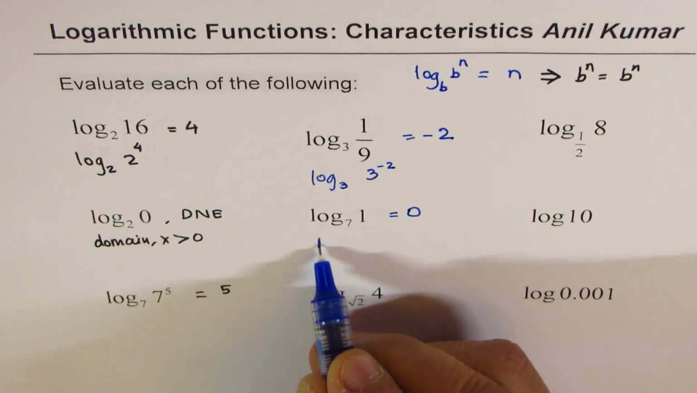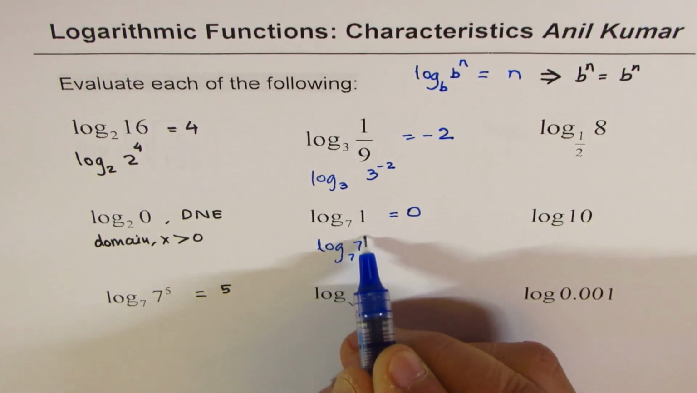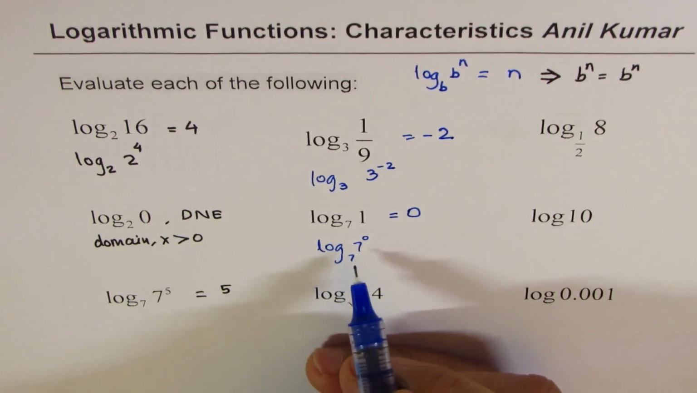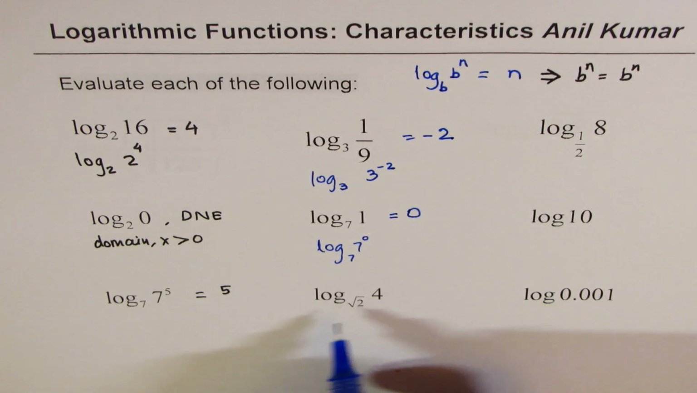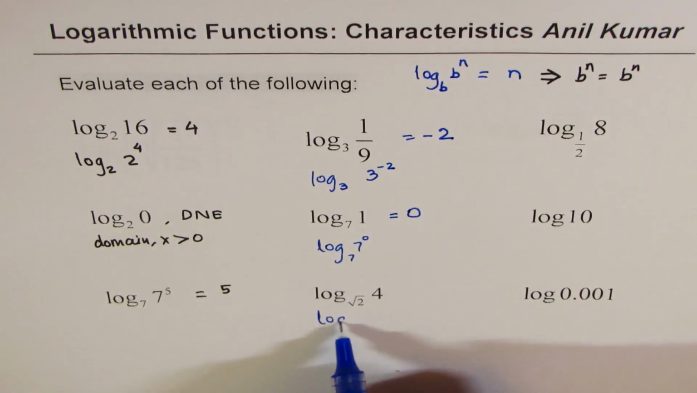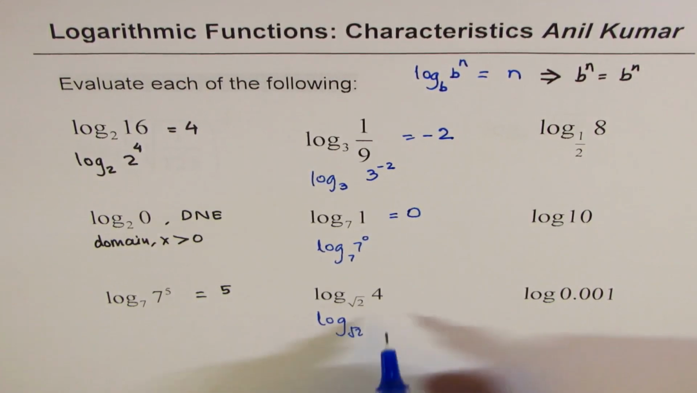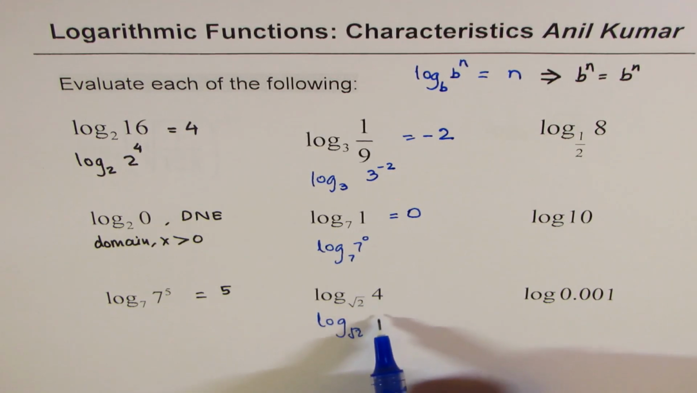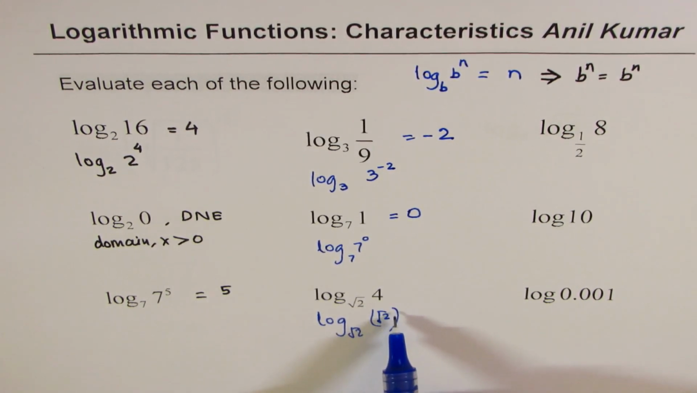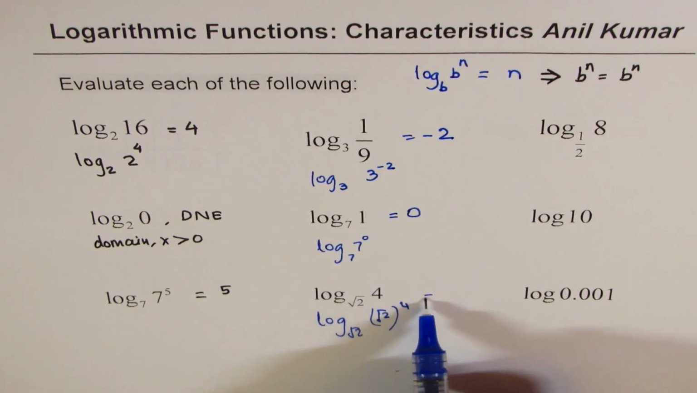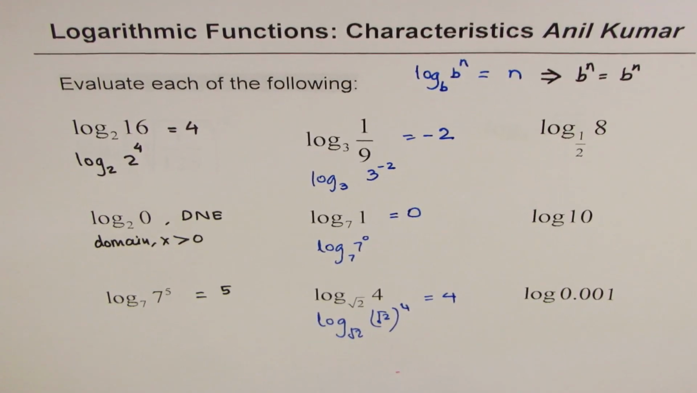So we could write this as log 7 of 7 to the power of 0. Perfect. Anything to the power of 0 is 1, and so we get that result, right? The last one here is log to the base square root of 2. Now how can I write 4 as square root 2 to the power of something? If I square it, I get 2, and square root of 2 is 4. So fourth power will give me the result. So this is 4. Perfect.